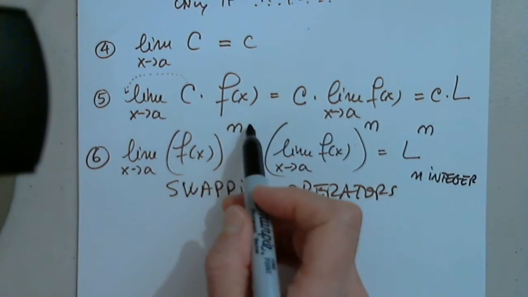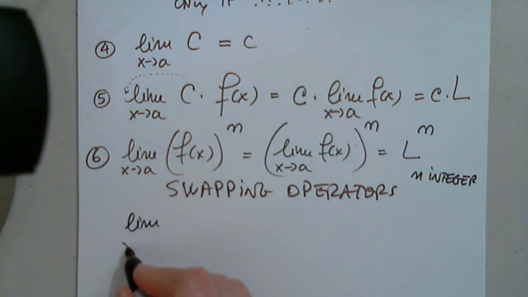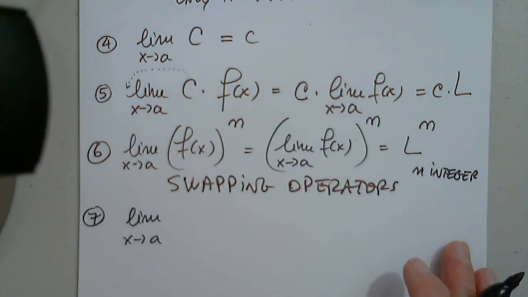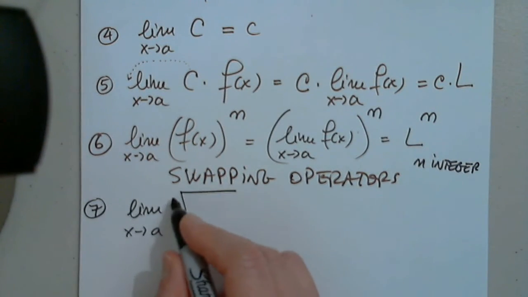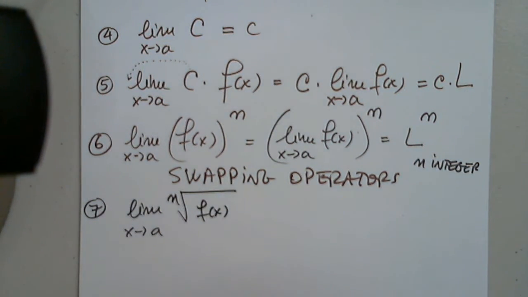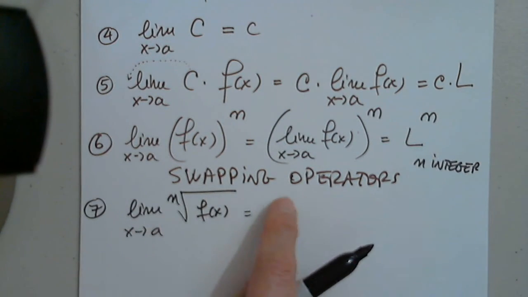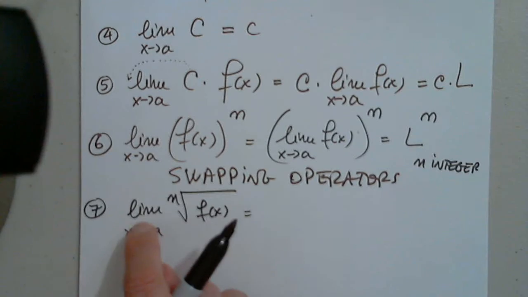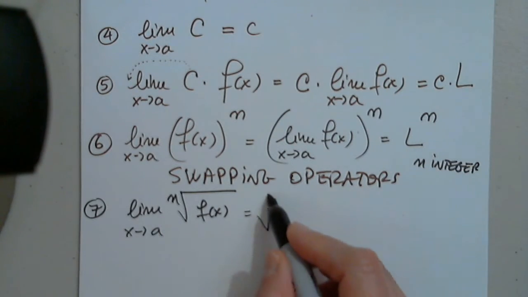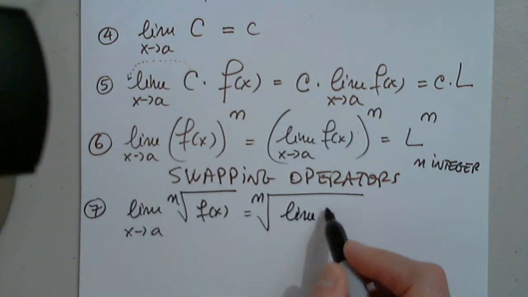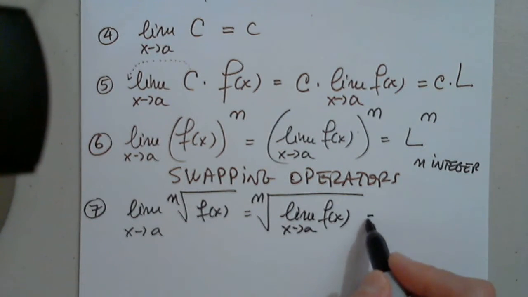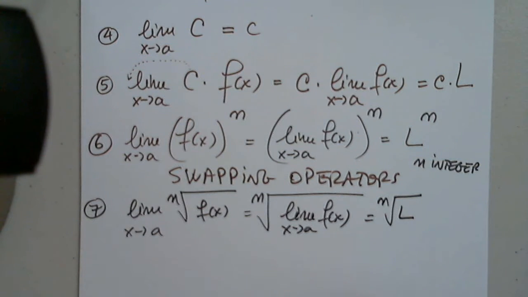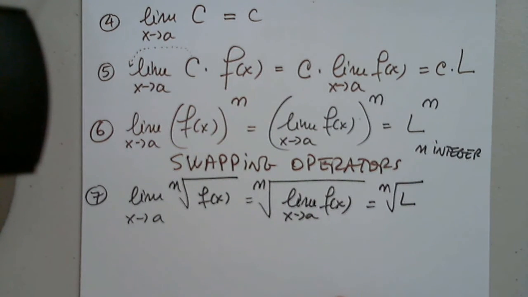We have the same thing with the nth root. So let's put them in the same, or you can call this one 7, it's up to you. So the nth root of f of x. Of course, if n is even, then the function around a has to be positive. So again, the swapping of the operators. This normally is applied first and then the second. But now we're going to swap them. We're going to apply the limit first, and we have the nth root of L. Any questions on this?